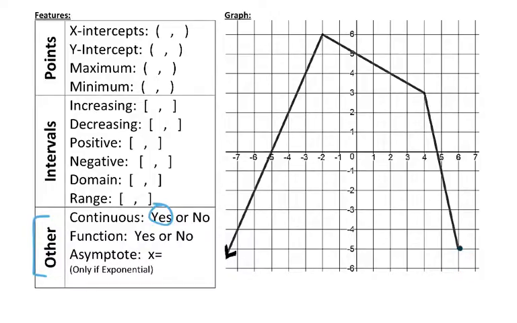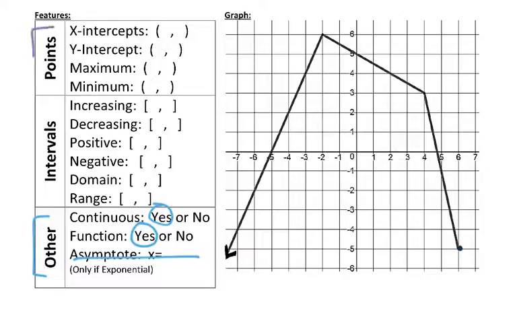Is it a function? Well, for every input, is there only one output? In other words, for the graph, could you do the vertical line test? Yeah, if you ran a line across here, it would only ever touch in one place. So yes, it's a function. Does it have an asymptote? Well, it's definitely not exponential, so we don't need to worry about that one.